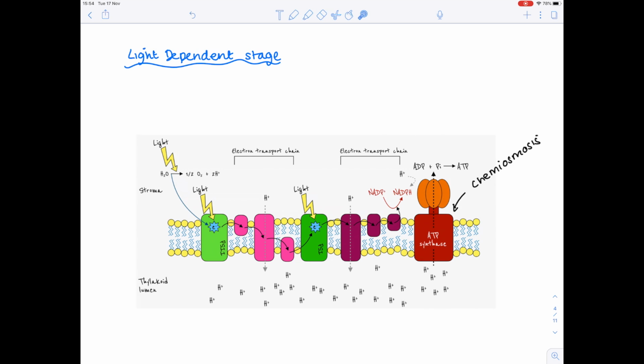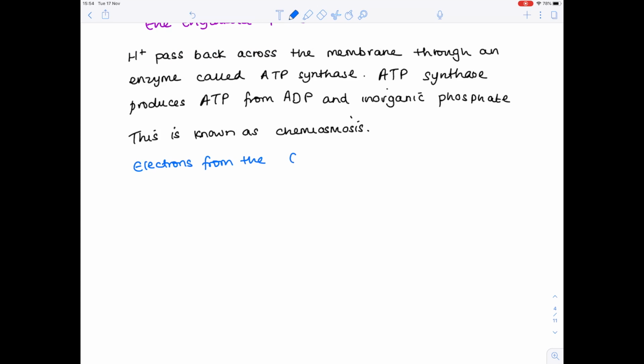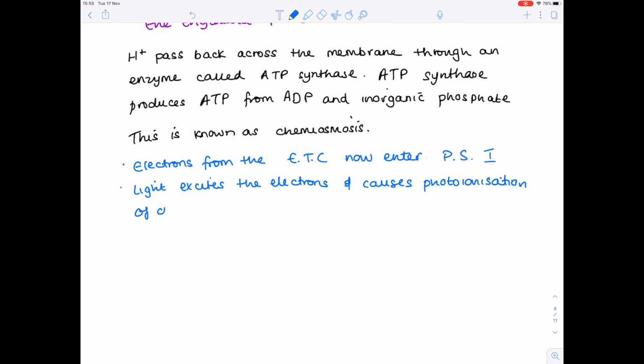So the next stage of our photosynthesis journey is to describe what's happening to that electron which got spat out by the first electron transfer chain. It now enters photosystem 1. So electrons from the electron transfer chain now enter photosystem 1. Again, light excites the electrons, and in photosystem 1 causes the photoionization of the chlorophyll in there. The released electrons enter another electron transfer chain, which again uses the energy to pump protons into the thylakoid space, so we're very repetitive.